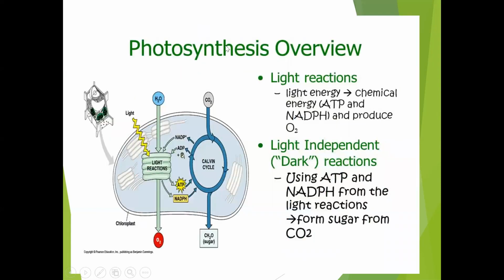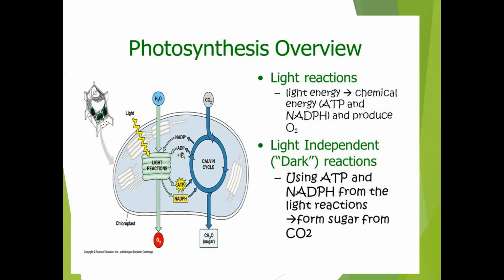All right, so let's just do a little overview. So what happens? We're taking light energy, we're converting it to chemical energy, so ATP and NADPH, and we're producing that oxygen, which leaves the cell and goes into the atmosphere. Then we have our light-independent reactions. It's going to use the ATP and the NADPH from the light reactions. Then it's going to take that hydrogen from NADPH, take this hydrogen right here, and then it's going to take this CO2, and it's going to form that sugar, which is going to be the building block for all different types of products.